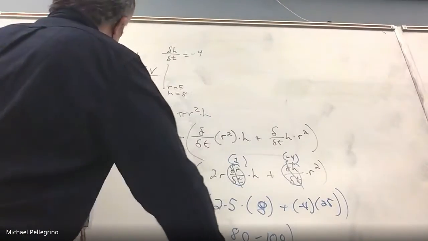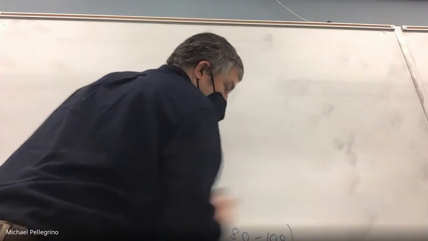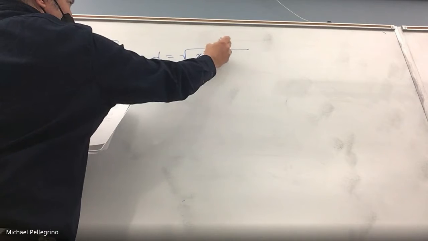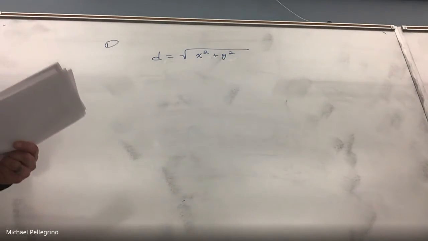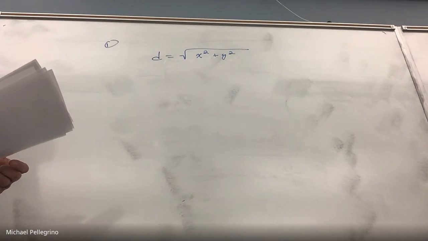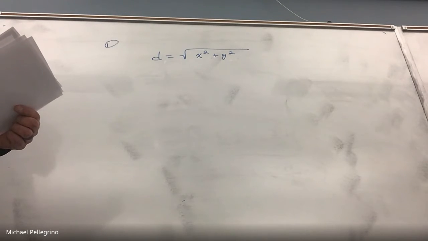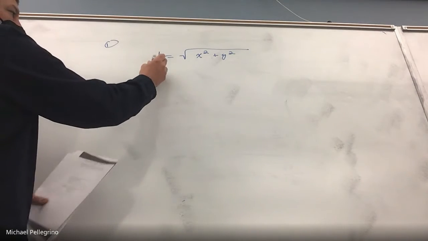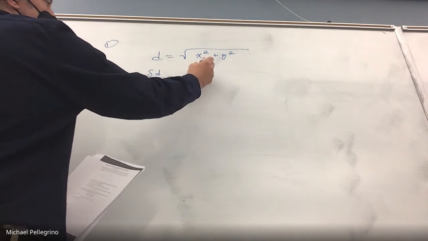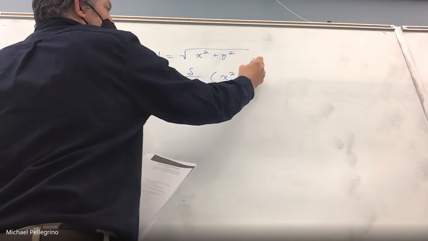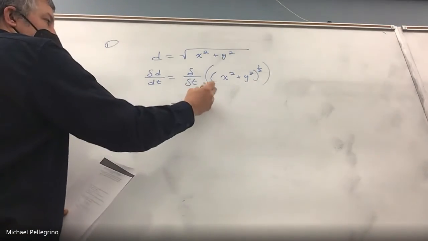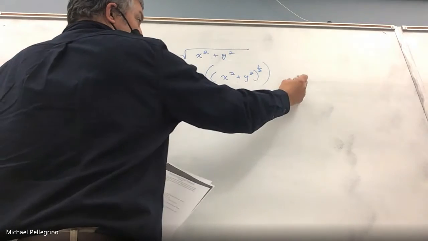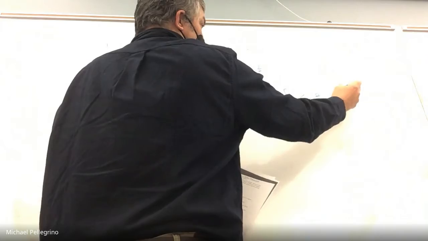Okay, so we're on number one. D equals square root of x squared plus y squared? Yeah, I did that. And how did you take the derivative of that? Using the power rule, and then the chain rule. Okay, so you did dD/dt equals one half times x squared plus y squared to the negative one half times the derivative of x squared plus y squared.